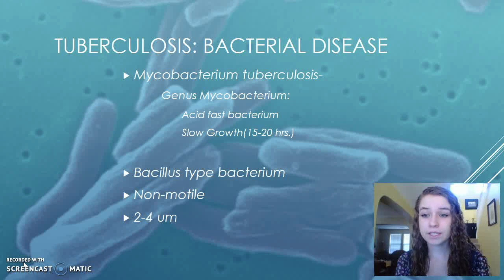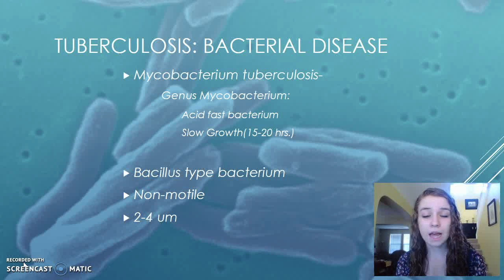Tuberculosis is a bacterial disease. The bacterium that causes tuberculosis is Mycobacterium tuberculosis. The genus type is Mycobacterium, which means that tuberculosis is an acid-fast bacterium and it has a slow growth. Tuberculosis in particular takes anywhere from 15 to 20 hours to grow.